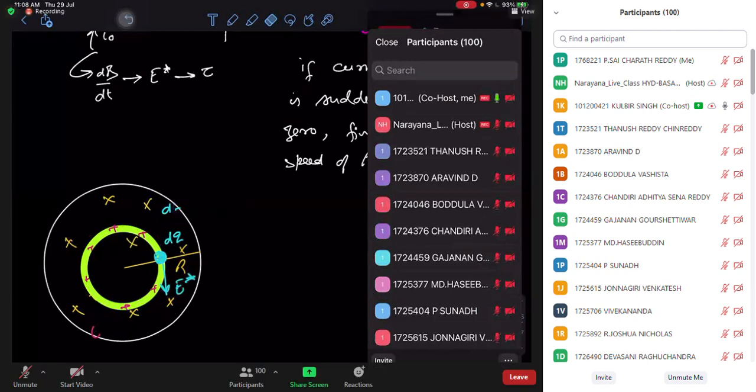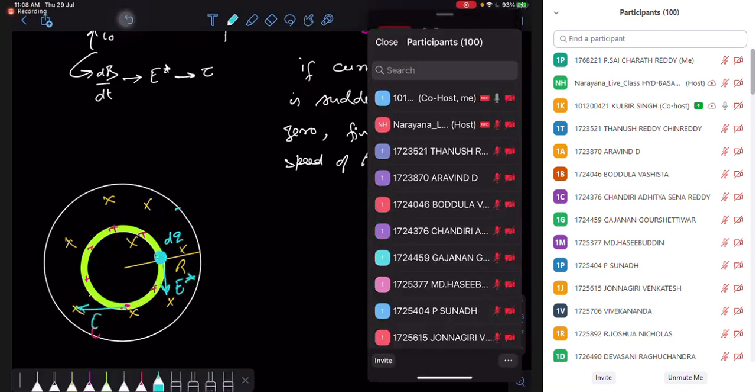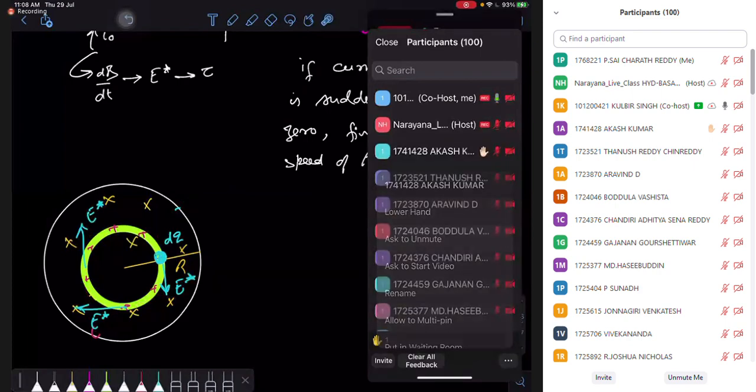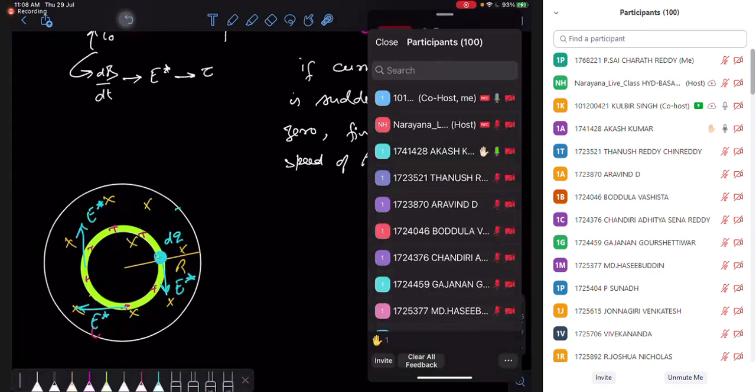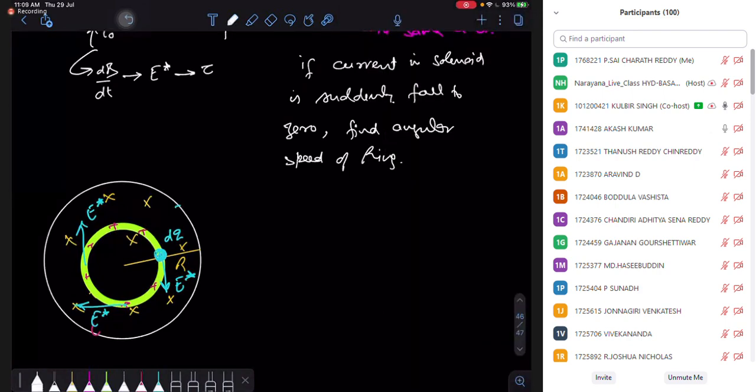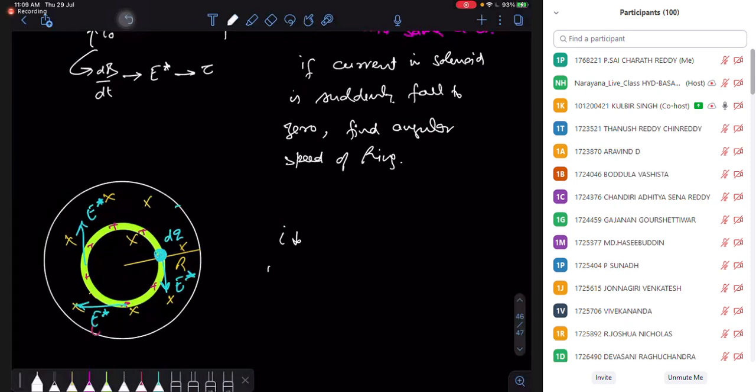So does anyone have a doubt why it is reverse? Try to apply Faraday's law here. In this question, direction doesn't play a very important role. Yes, Akash. Sir, why does the direction change, sir? In our question, actually, current is decreasing. It goes to zero, no? So my external magnetic field is decreasing.